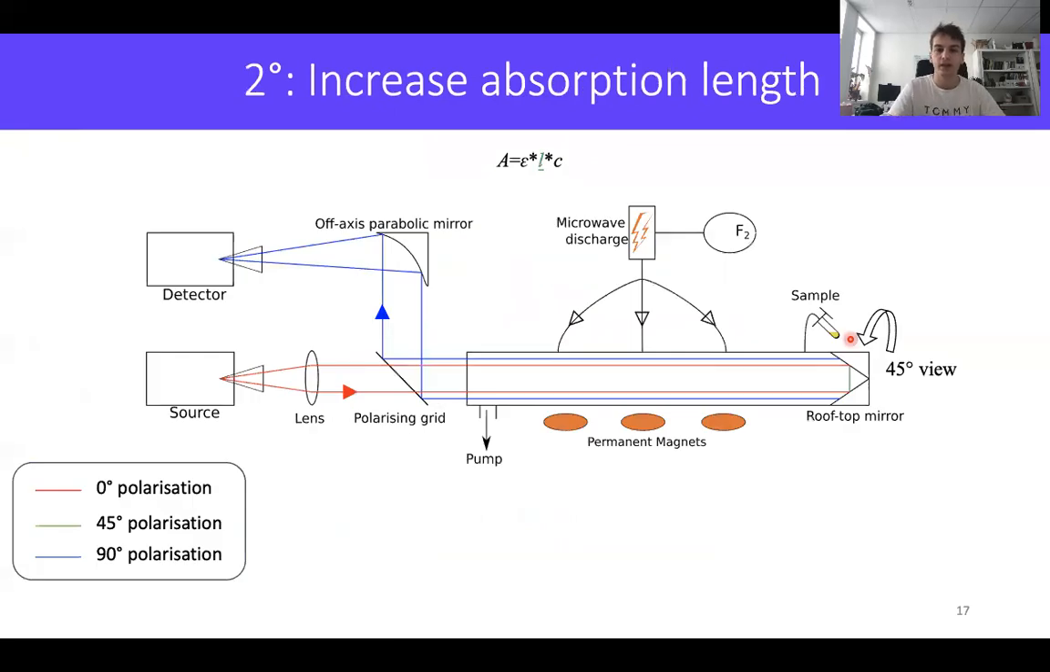Then we decided to make a double pass. So we still have our source. The light goes through a polarizing grid, since the light has a 0 degree polarization. Then at the end of the cell, we put a rooftop mirror to send back the light with a 90 degree polarization. On the polarizing grid, it reflects to an off-axis parabolic mirror, and we detect the light here. So we artificially double the length of the cells.